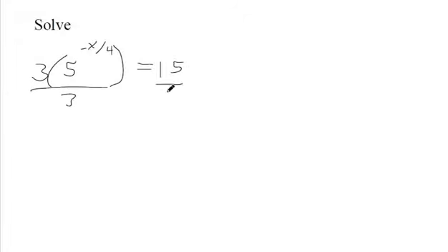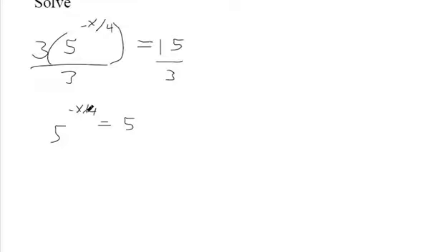So the opposite would be to divide 3 from both sides. So we get 5 to the negative x over 4 equals 15 divided by 3 makes 5. And then you might be able to use common sense here. 5 to the negative x divided by 4 equals 5 to the first power. Well, then that must mean the powers must be the same.